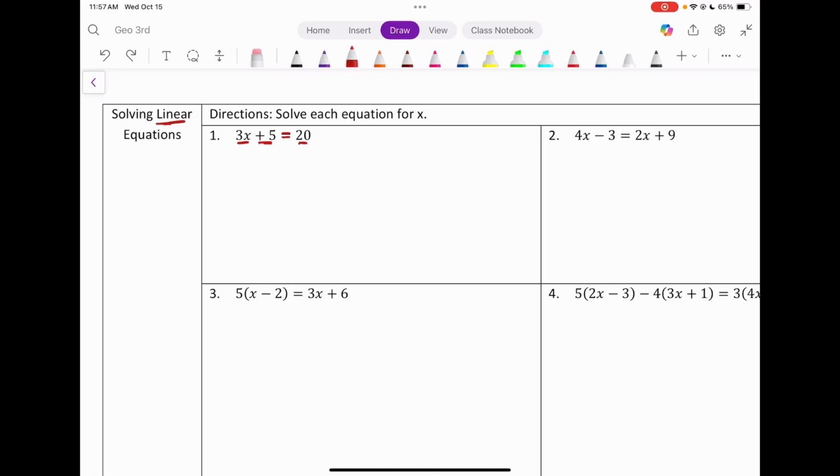So in order to combine like terms, I'm going to mark out plus 5. And in order to move it over here with 20, I'm going to simply do minus 5. I now have 3x equals 20 minus 5 is 15.